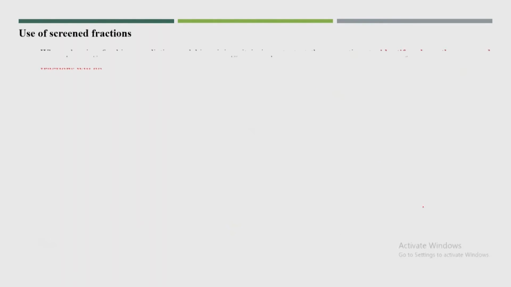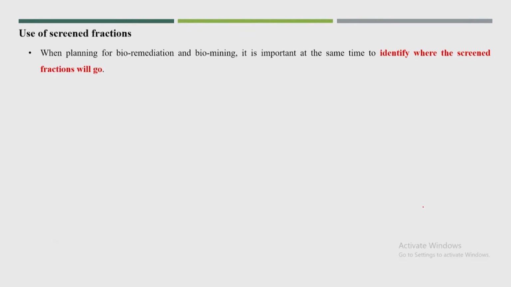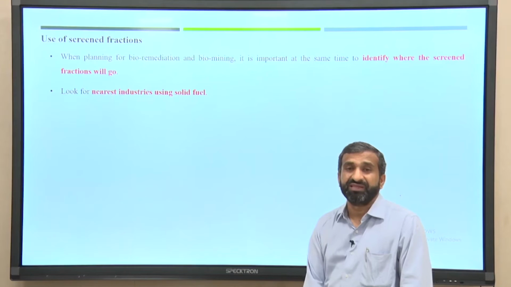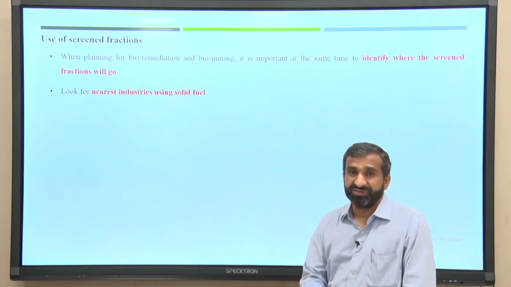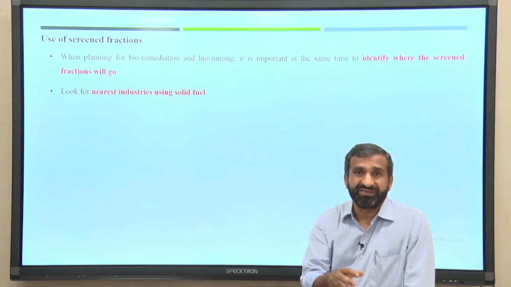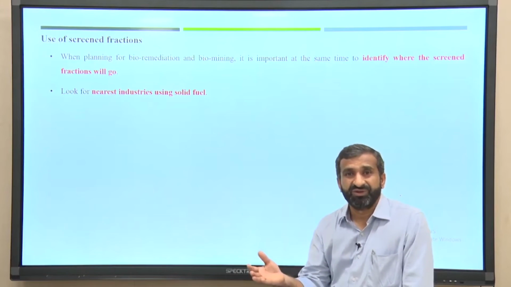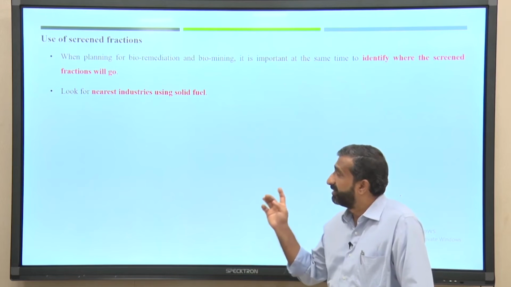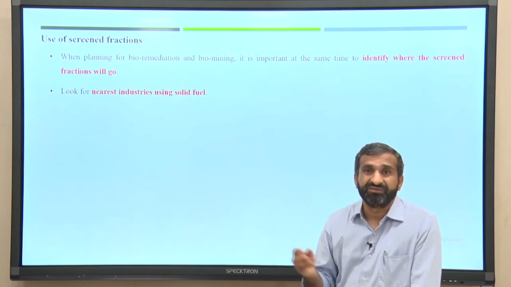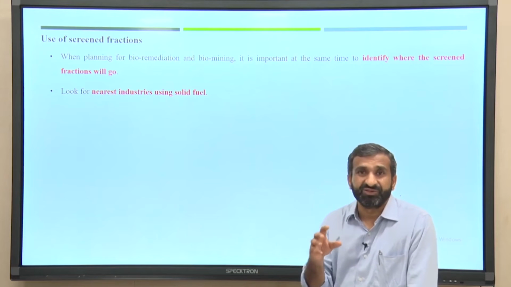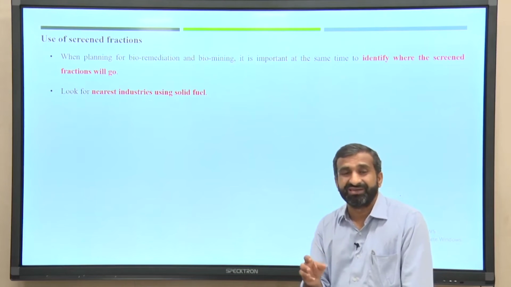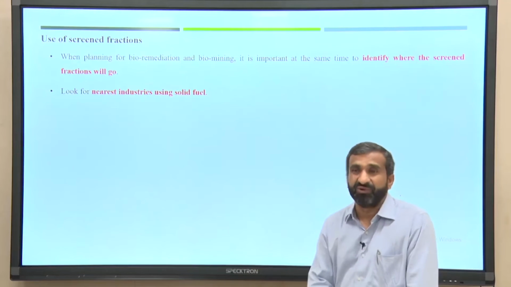So, what could be the use of the screened fraction? When planning for bioremediation, it is important at the same time to identify where the screened fractions will go. So, look for the nearest industry using solid fuel. Again, remember that when you are planning for biomining, it is not only the excavation, hand picking or windrow; this point is also important, what you will do with the screened material, because that also needs to be known. Otherwise, what will happen is you screen it and it will remain in the same location.